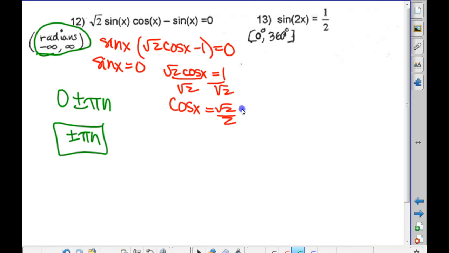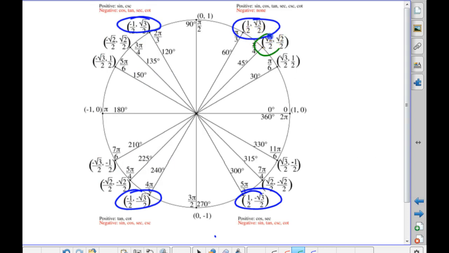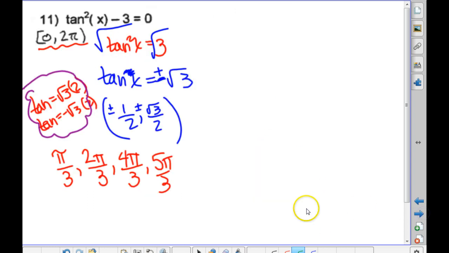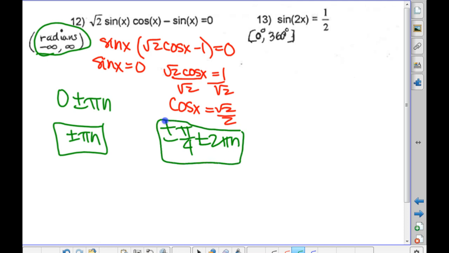Okay? Where's the cosine square root of 2 over 2? Pi over 4 and 7 pi over 4. Is there a shorter way to write that one? Yeah. Meaning you could go this way 45, or this way 45, or this way pi over 4, or negative pi over 4, and you'd hit the 2 spots. And cosine repeats every 2 pi. Okay?